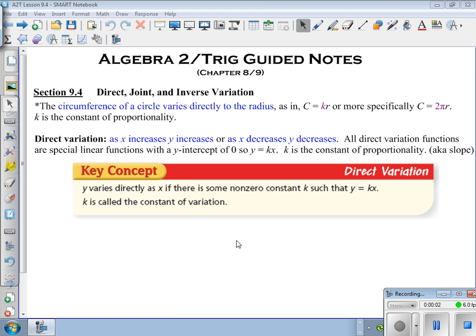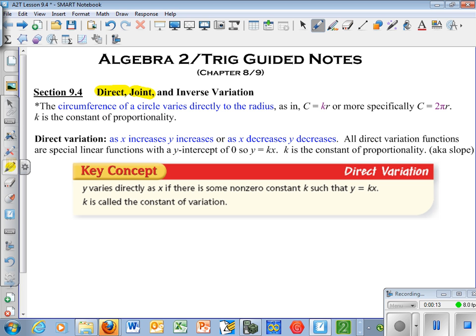In 9.4, we're going to look at three different types of variation that can occur. Those three types are direct, joint, and inverse variation. Some examples: the circumference varies directly with the radius.